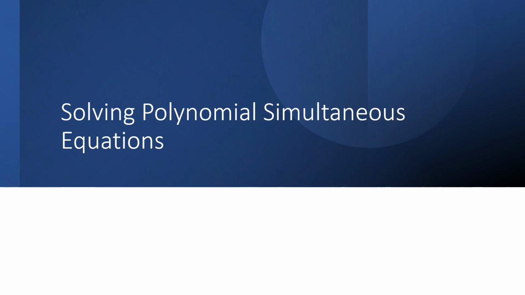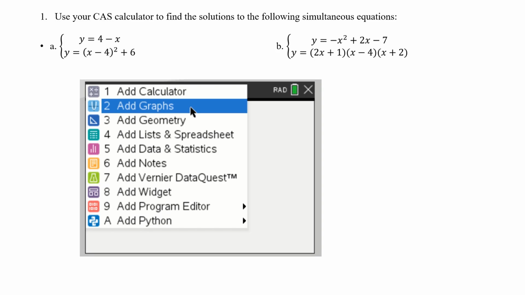So today we're going to look at solving polynomial simultaneous equations. We are going to solve simultaneous equations. On the first two equations, you should be able to see the first one is y equals 4 minus x. The second one is y equals (x minus 4) squared plus 6.